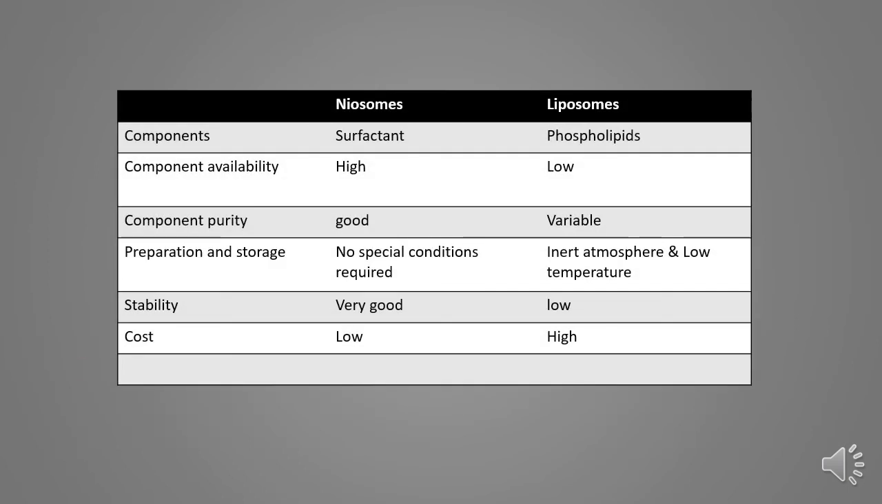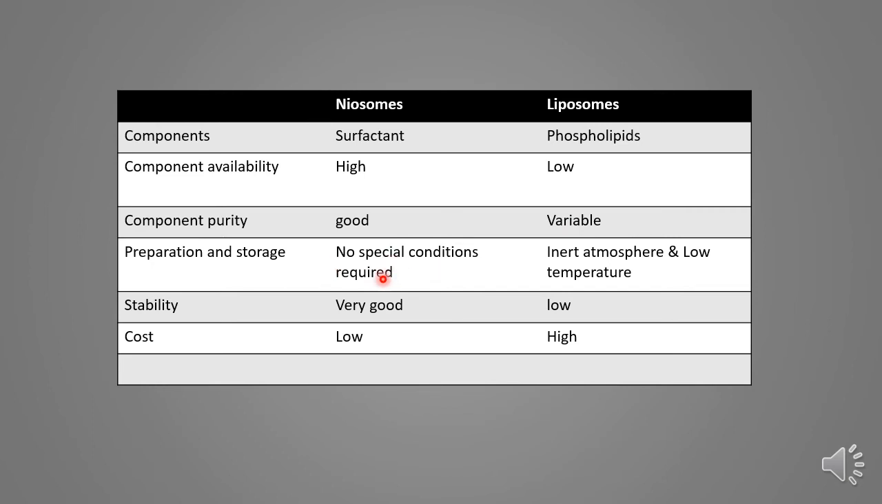Let's compare liposomes and neosomes. The bilayer of the vesicle is made up of surfactant in neosomes, while phospholipids make the lipid bilayer in liposomes. The components of the neosome, which are surfactants, are easily available, while liposome components, phospholipids, are difficult to obtain. There are highly preferred surfactants available for the neosomes, but the purity of the phospholipids varies.